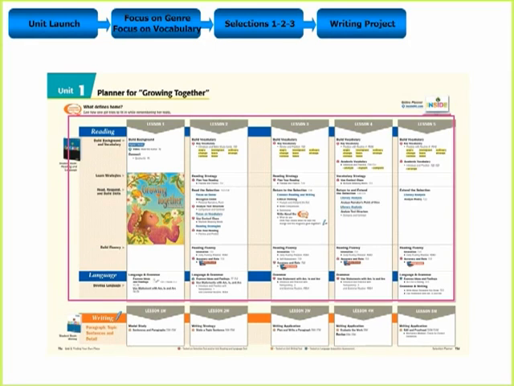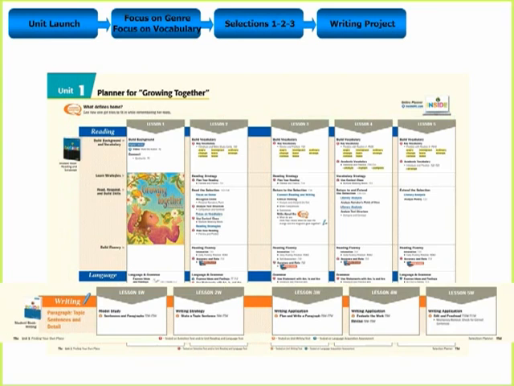If we look back at the selection planner, you can see that we have just taken a detailed look at all of the reading and language instruction for Unit 1. Now it's time to look at the writing instruction. The writing in Insight is carefully coordinated so that your students read and write every day. So it is important to implement the writing lessons with their coordinating reading and language lessons.